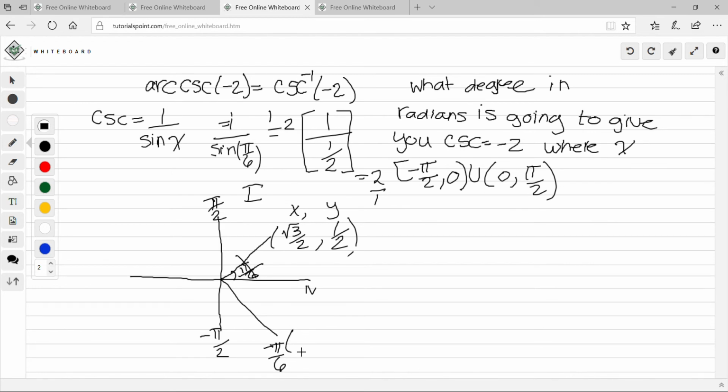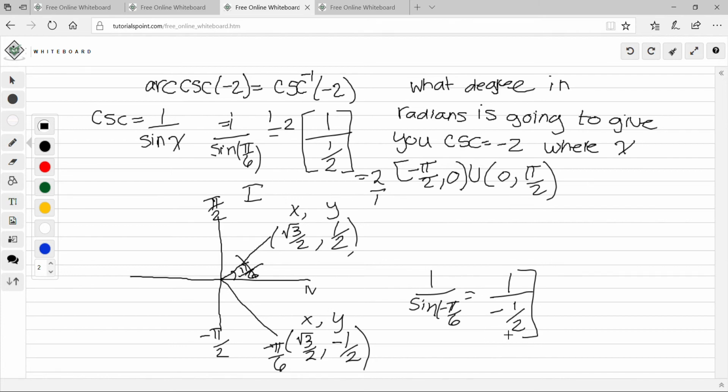-pi/6 has coordinates of √3/2, comma, it's in the fourth quadrant, so sine is negative, so it's -1/2. So if you do the cosecant of that, it's 1 over sine of -pi/6. That's saying 1 divided by sine, 1 divided by -1/2, because sine of -pi/6 is -1/2.